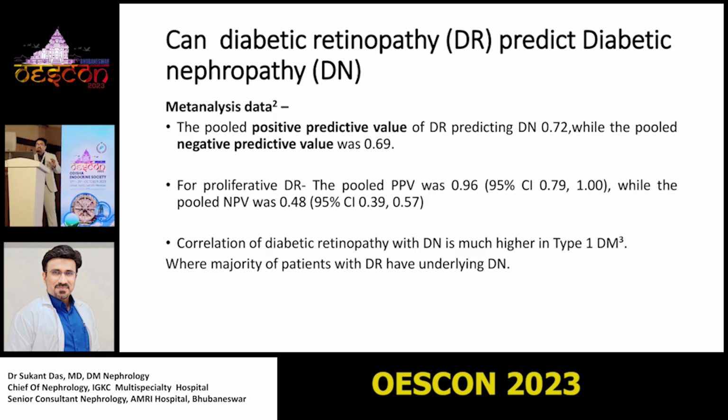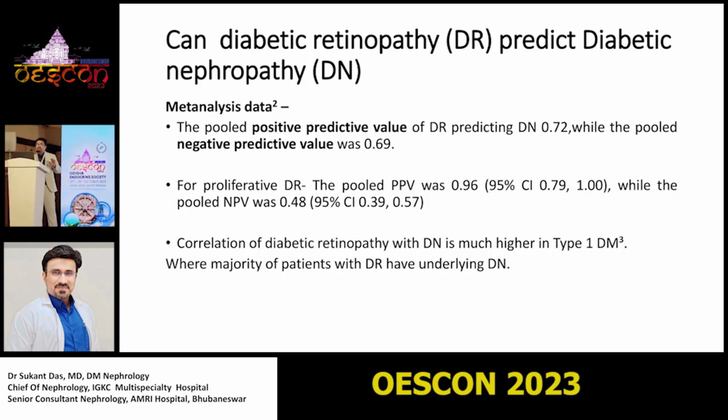Now, various meta-analyses and also certain studies in our own country, from Sankara Nethralaya, CMC Vellore and SGPGI, all these centers have shown that the positive predictive value of diabetic retinopathy remains around 70 to 72% to be most precise, and the negative predictive value is around 69%. However, if there is proliferative diabetic retinopathy, then the positive predictive value increases further to 96%. Once again, the correlation is better defined in patients who have type 1 diabetes, and the renal retinal correlation is not so well defined in patients who have type 2 diabetes.